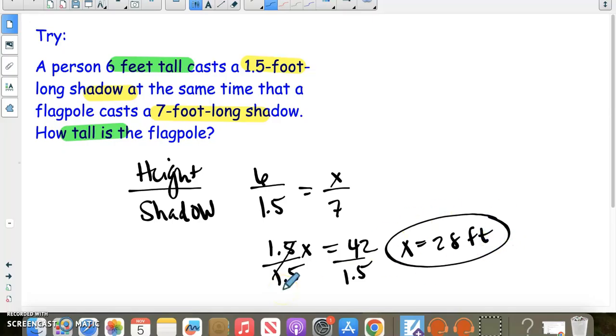Alrighty, so again, this is all just about setting it up and using those similar triangles to find different heights in a real world situation.